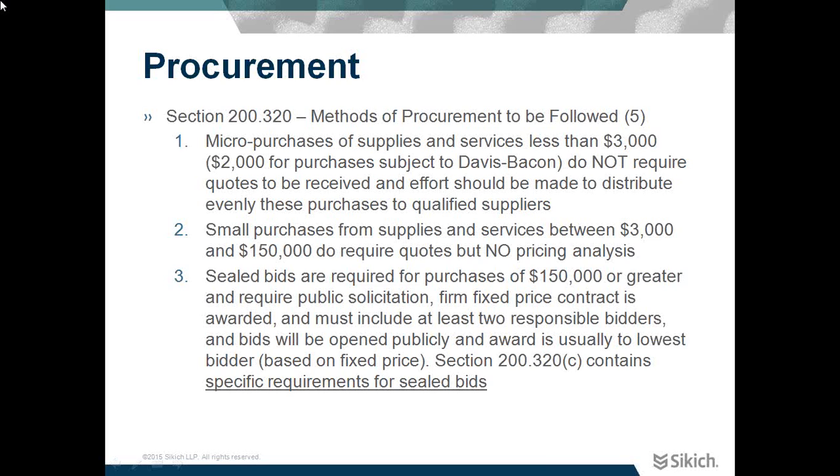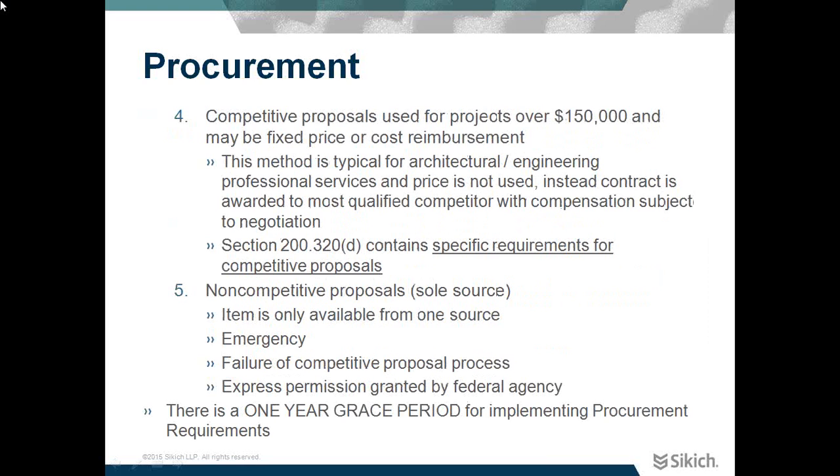They do require quotes, so you do have to get quotes for those type purchases, but there's not required the additional pricing analysis. Where you get into larger contracts, the ones that are $150 and above, that's where you get into the sealed bids required for those purchases. They do require the public solicitation, and typically they have to have at least 2 responsible bidders, and those bids would need to be opened publicly, and usually it's awarded based on the lowest bidder. There are some requirements on that as well, found in Section 200-320C.